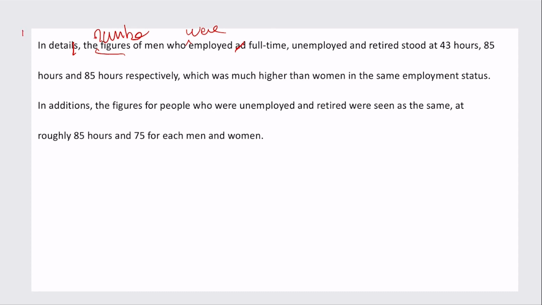Okay, this is quite a reasonably good sentence. I really like the use of the word respectively. I think this is a nice way to phrase a more complex sentence, which is nice. In addition, the figures for people who were unemployed and retired were seen as the same at roughly 85 hours and 75. So 85 and 75 hours for both men and women.